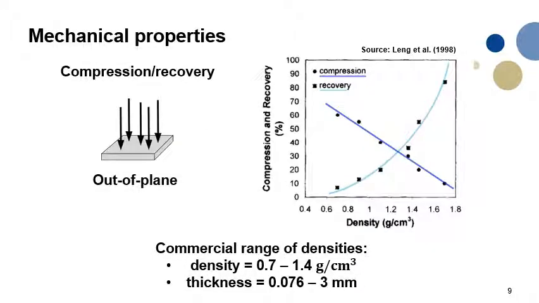The compression and the recovery are the two most important properties for sealing and gasketing applications. In this picture, we can see that compression decreases together with the increase of density, so a more dense material will compress less. The recovery has the opposite behavior. The commercial range of foils goes from 0.7 to 1.4 grams per cubic centimeter, but there is a region here in which there is a good compromise between compression and recovery, and this is the best region for sealing and gasketing applications.